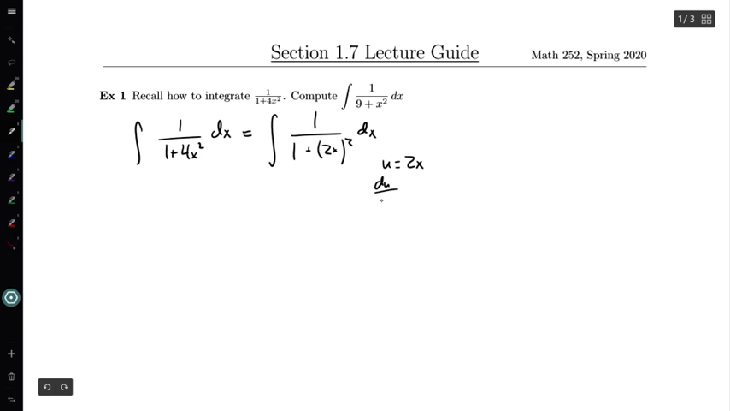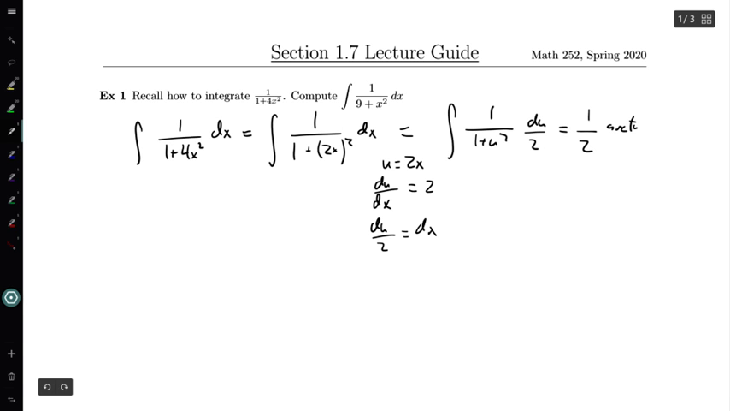So just as a quick reminder, this told us that du dx was 2, and so du over 2 equals dx. So under this substitution, this integral becomes 1 over 1 plus u squared du over 2. And so in the end, this was 1 half arctan of u plus c. And replacing u by 2x, we get 1 half arctan of 2x plus c.